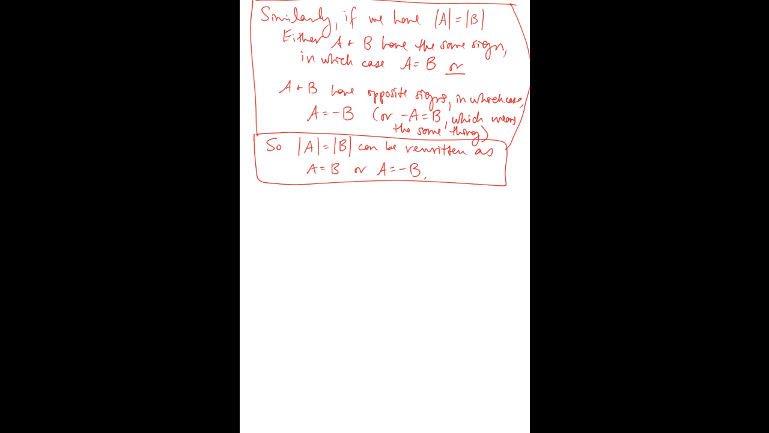So let's try to use these ideas to solve some absolute value problems. Let's take a look at some examples. Number 1. The absolute value of a equals 2.5, and we would like to solve for a.